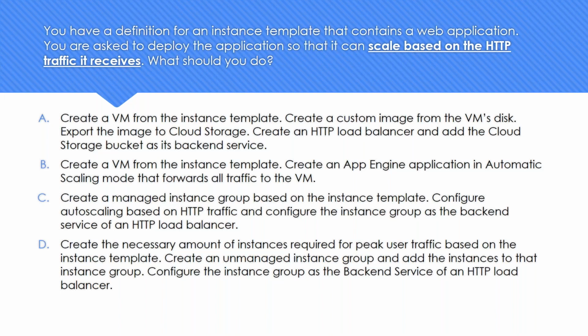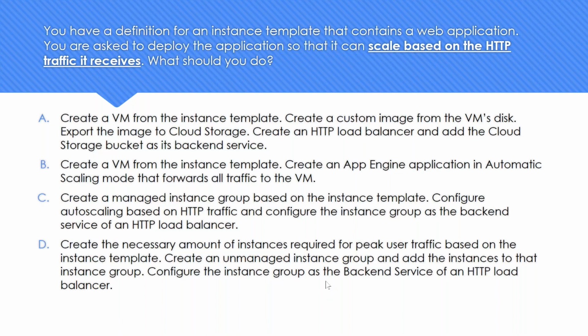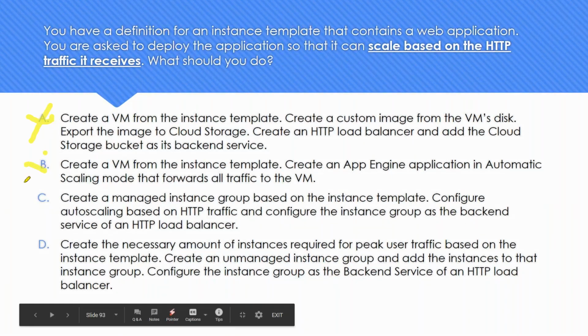B. I guess why few of you got confused with App Engine is just because you saw this word web application. Just because it's a web application, it's not that I should always put it on App Engine. So option B is not a good choice because you have to do lots of customization, and there's no capability which is going to fulfill this part: scale based on HTTP traffic. So B gets ruled out. Let me use my highlighter. So A gets ruled out, B gets ruled out.